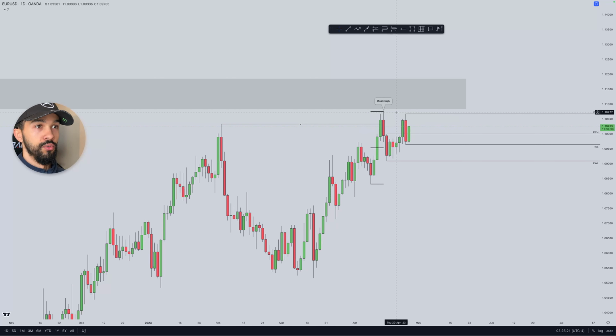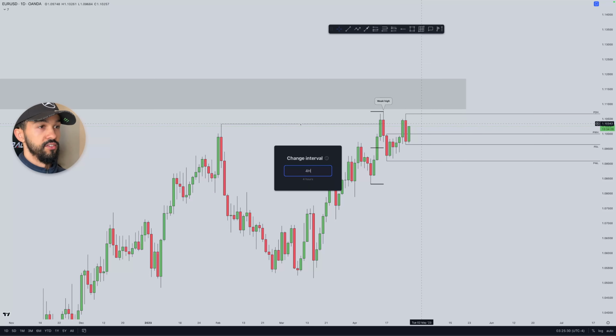So my overall bias on the daily is bullish. You can see so far on the daily, we're having a bullish day after this slight pullback yesterday. Let's go down to the 4 hour.